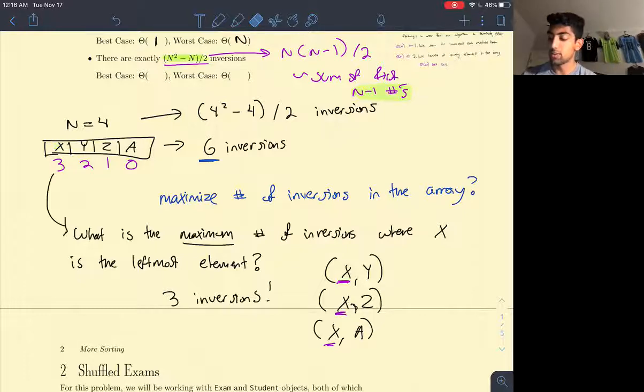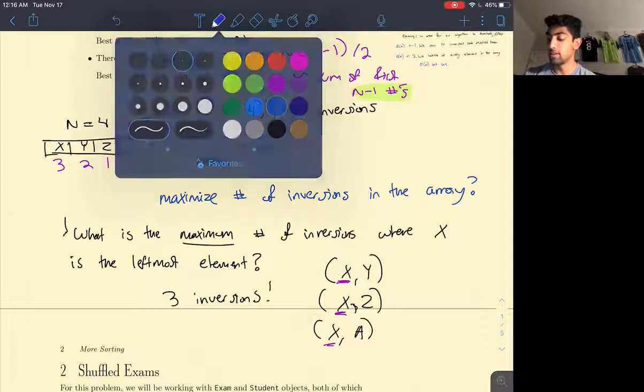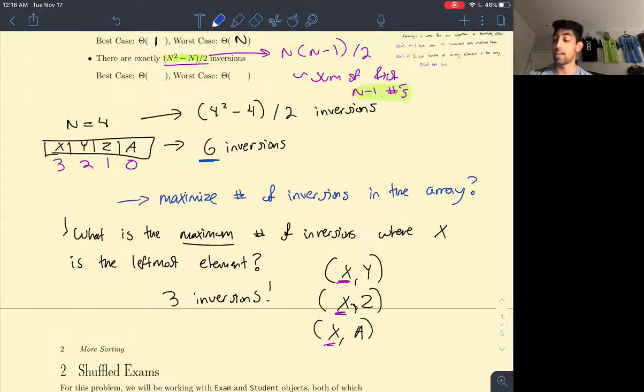Okay, looking at this example, I'm just going to reiterate because it's kind of confusing. If we have n squared minus n over 2 inversions, that means the total amount of inversions is the sum of the first n minus 1 numbers. What that means is that it is the maximum number of inversions possible in the given array, because the maximum number we can possibly have is n minus 1 plus n minus 2 plus n minus 3 all the way down till 0, right?